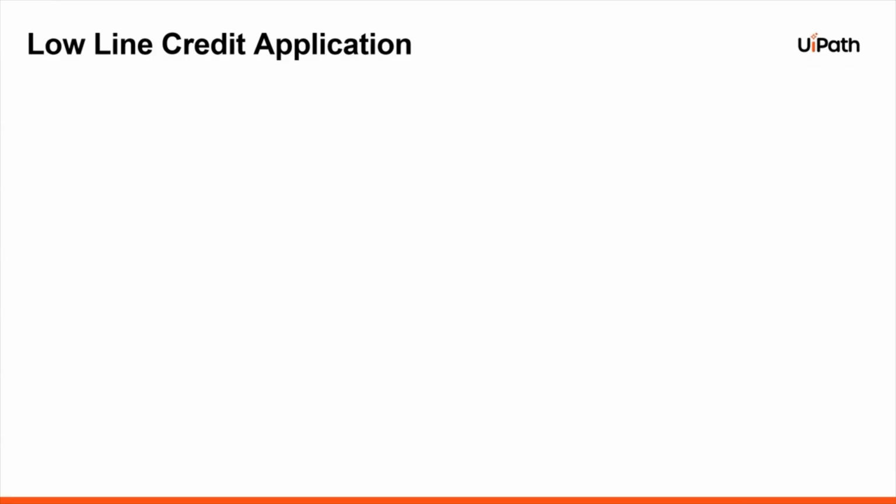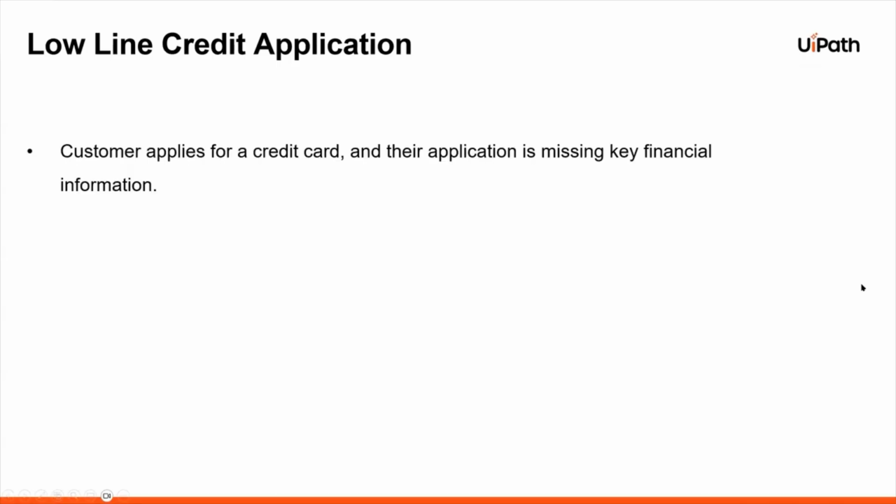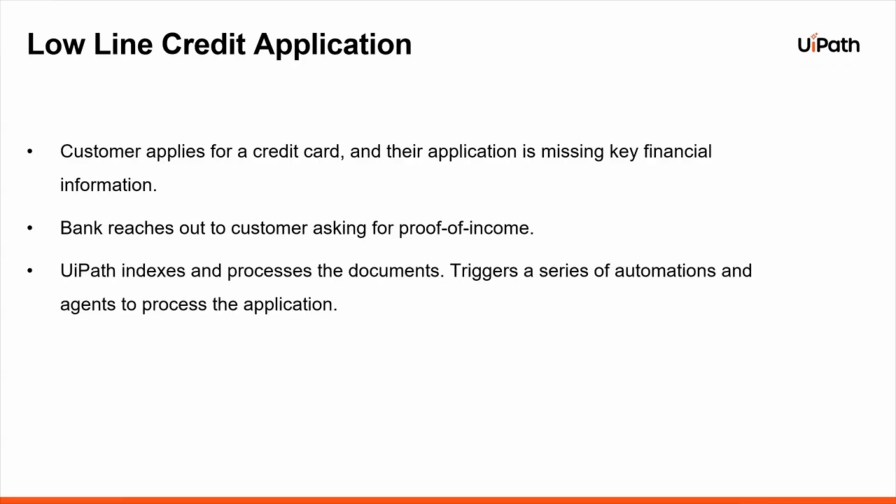In today's presentation, we're going to talk about how we can use agentic automation to automate our low-line credit application process. In this demonstration, the customer is going to apply for a credit card. However, they are going to miss key financial information. So the bank is going to ask the customer to provide a proof of income in the form of a pay stub. Once UiPath receives that proof of income, it's going to trigger a series of downstream automations and agents that begin processing the application.